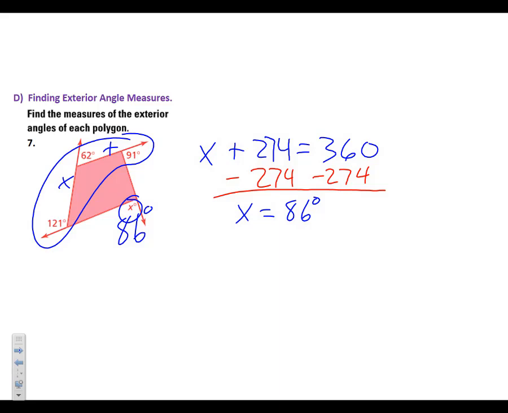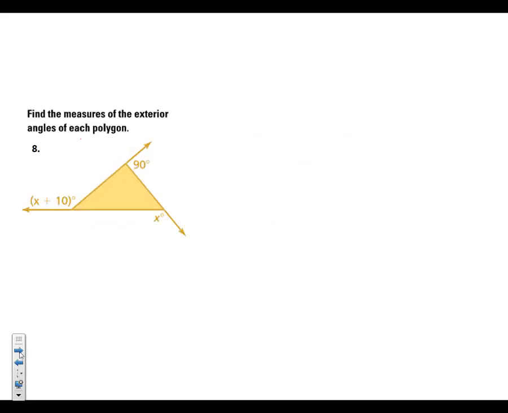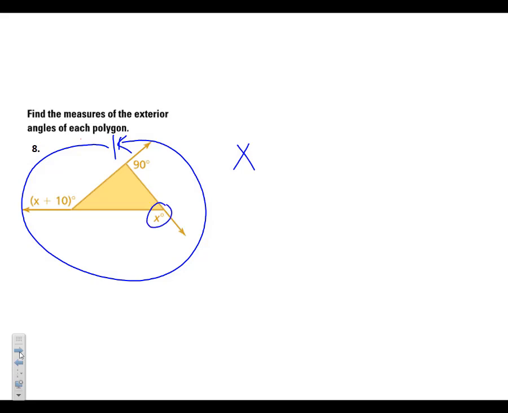One more time, ladies and gentlemen. Finding the measure of the exterior angles for this polygon. We have a triangle this time. And we know that we add them all up, it equals what? That's right, 360 degrees.